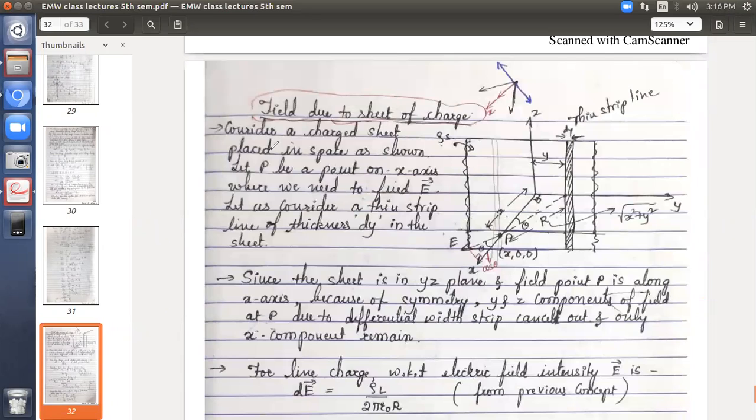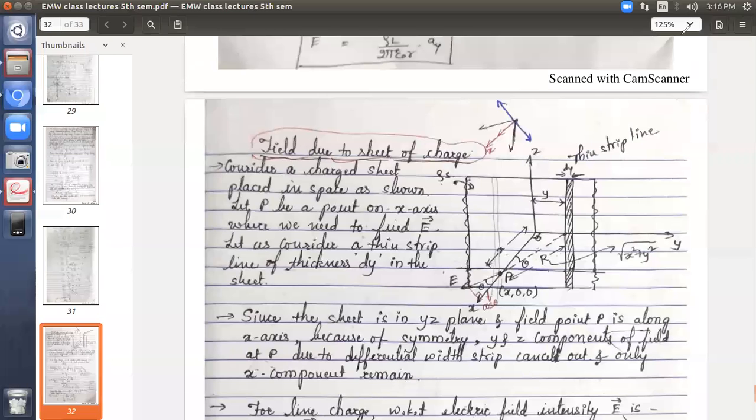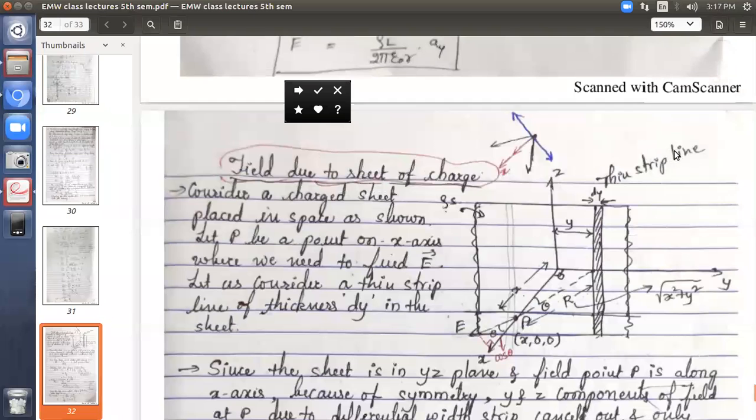So consider a sheet placed in the space as shown. Let P be a point on the X axis. This one. Shall I zoom it a little bit, so it is a bit clearer to you? P is a point on the X axis. I have taken the X axis. Similarly, you can take any other axis depending on the plane in which you have kept the sheet.